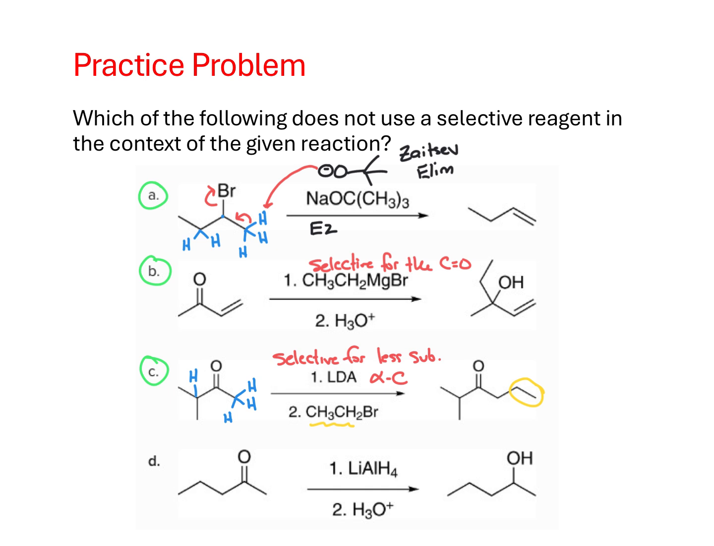D, this is an LAH reduction. We only have one functional group in the molecule, the ketone, and it gets reduced. So there's no selectivity here in choosing a certain site or anything like that. So this is not a selective reaction.